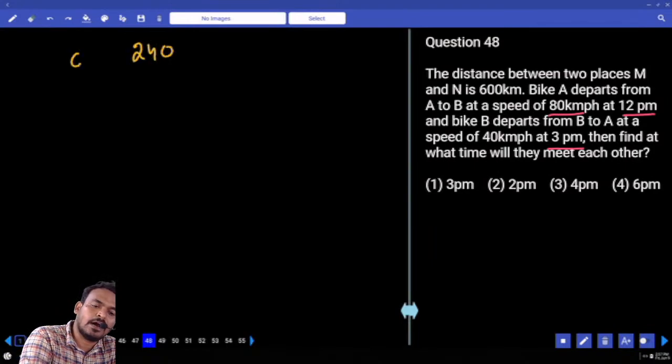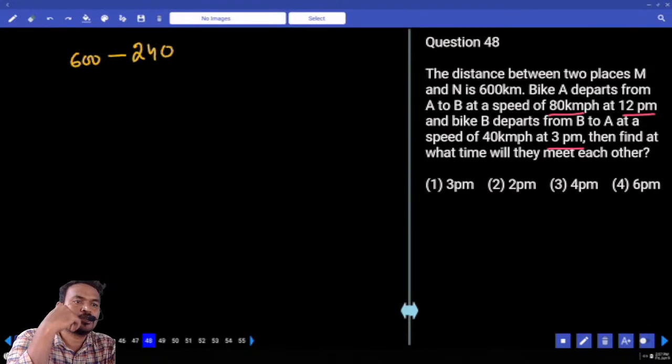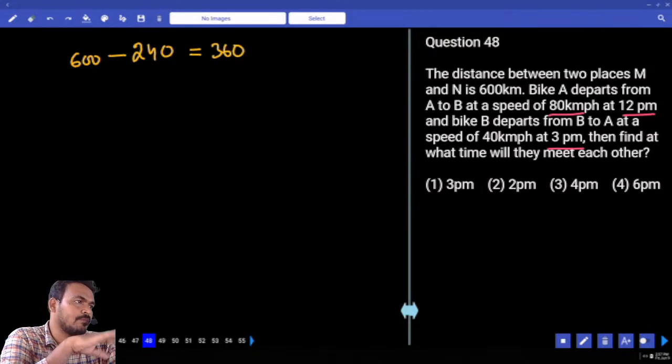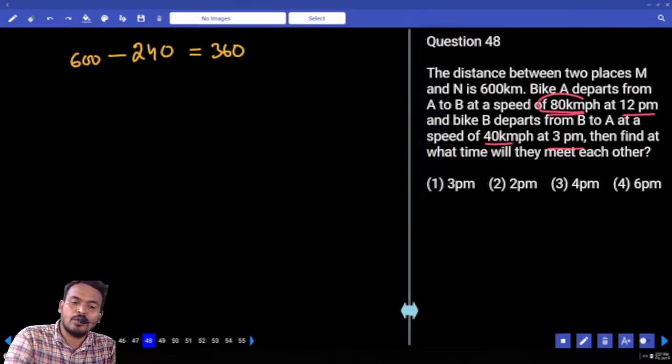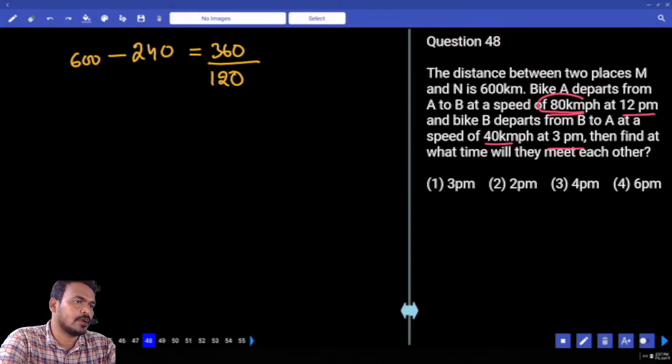Out of 600, already 240 is covered by the first bike before 3 pm, or not? 600 minus 240, what is the remaining? 360 or not? The 360 is covered by both the bikes after 3 pm or before 3 pm? After 3 pm. In which direction? Opposite direction or not? What is the opposite direction relative speed? 80 plus 40, how much? 120 or not? 360 kilometers with a speed of 120 km per hour, how much time is taken? 3 hours or not?